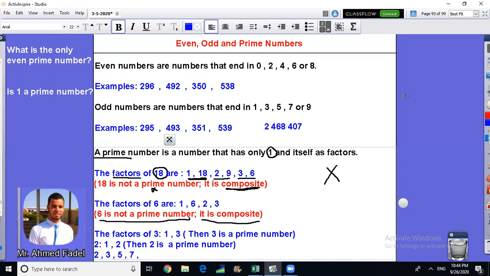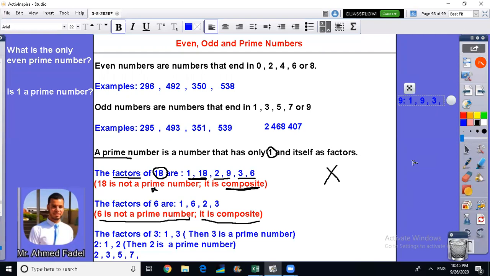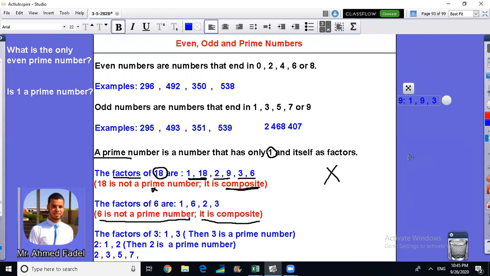Is 9 a prime number? What are the factors of 9? Let's see. The factors of 9, 1 and 9. Is that it? No. 3 multiplied by 3 gives us 9. So 3 and 3, but we write them only once. So it's 1, 9, and 3. Are the factors of 9 only 1 and 9? No. So 9 is composite, which means it's not prime.